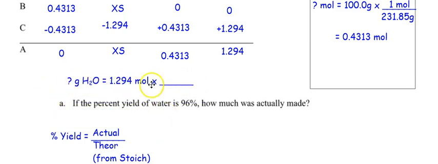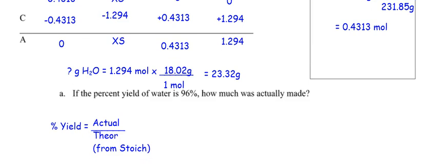Okay, so here is my beginning. So here's my grams of water. I have 1.294 moles of water. So I put 1 mole on the bottom, and the molar mass is 18.02. So I get 23.32 grams that I should make. All right, so watch this. Oh, I forgot that part. So I still do not know my actual. I'm asking how much is actually made. So I'm going to call that X. All right, so what did I make? Or excuse me, what should I make? What's my stoichiometry now?